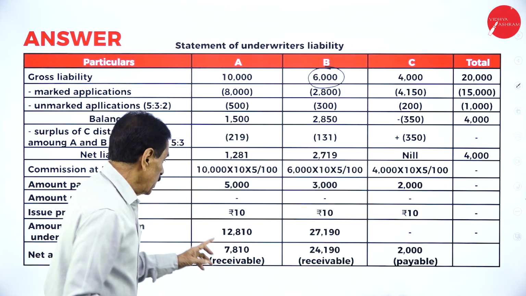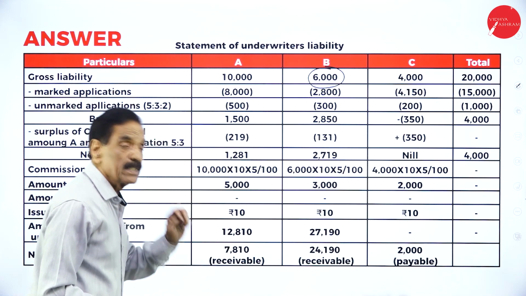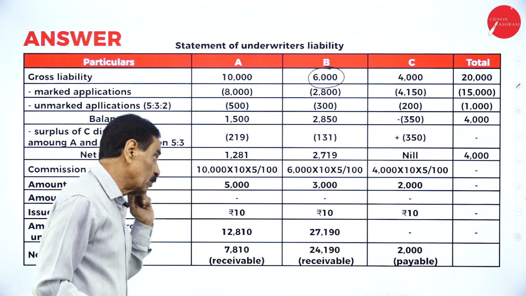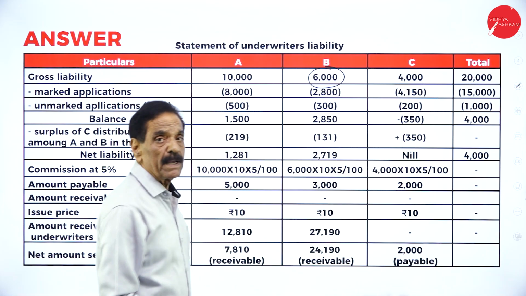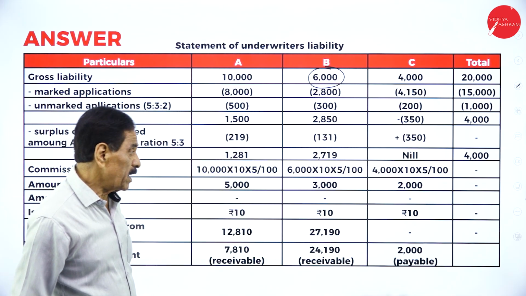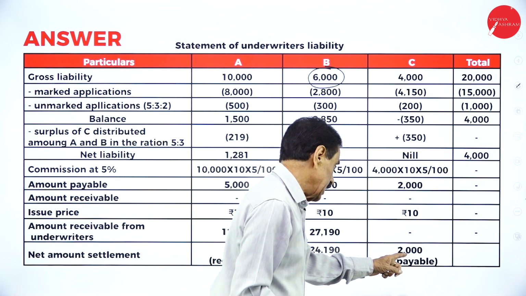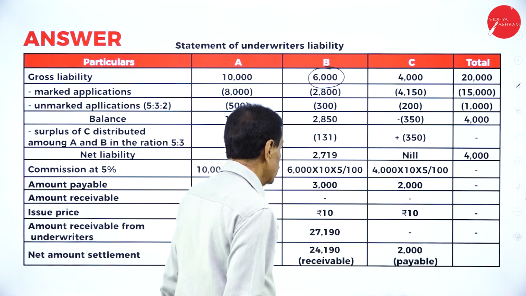So here, 12,810 minus 5,000 is 7,810, which is receivable. We have to receive 27,190. Out of that, how much is payable? 3,000. How much receivable? 24,190. Here the entire 2,000 is payable. So we'll move on to journal entries now.